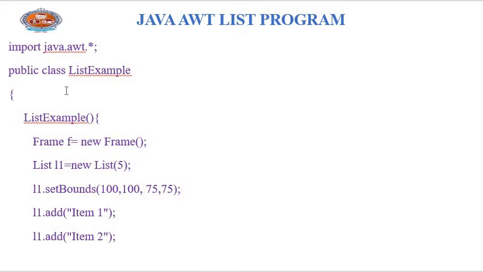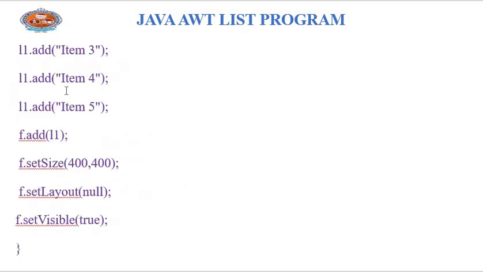So here the list contains how many? 5. So l1.add("item 1"), l1.add("item 2"), l1.add("item 3"), item 4 and item 5. That means we can add the items to the list l1, sorry, not label but list. Here the list contains 5 items.